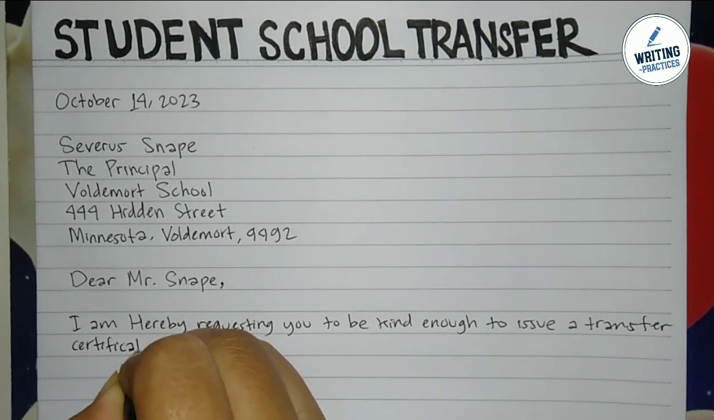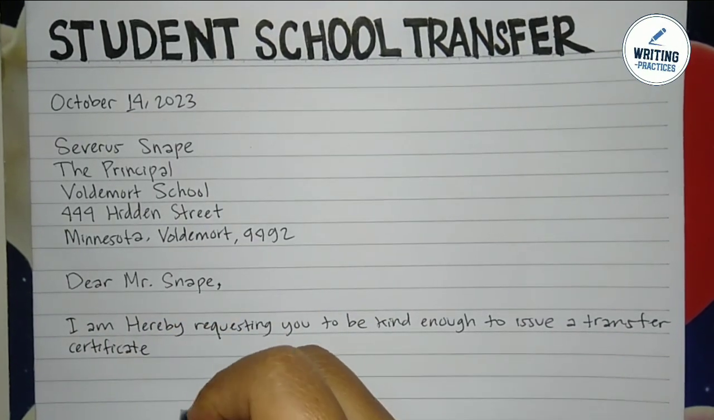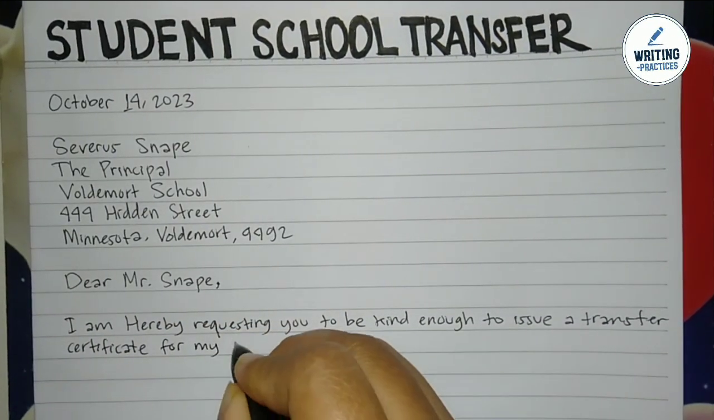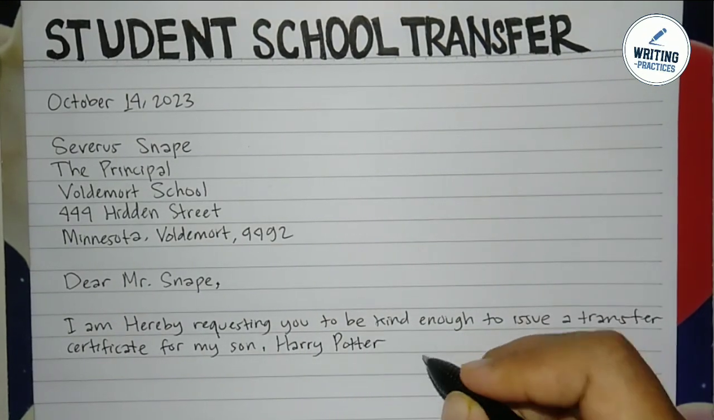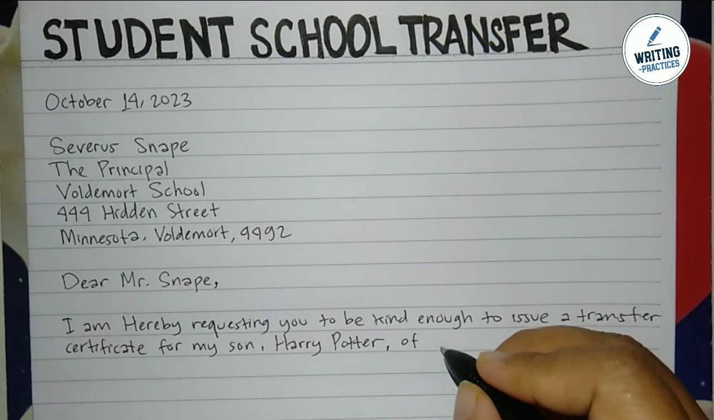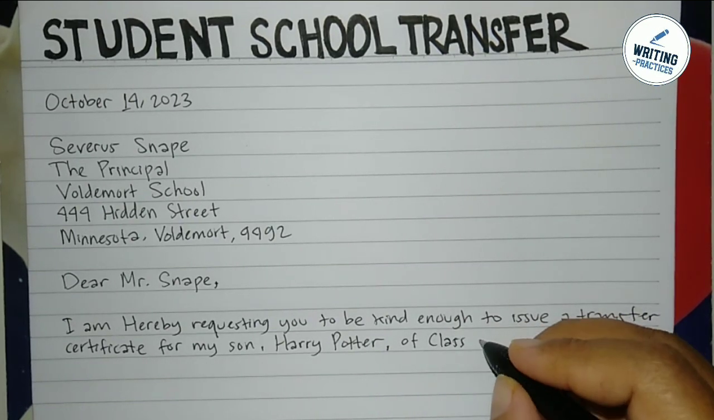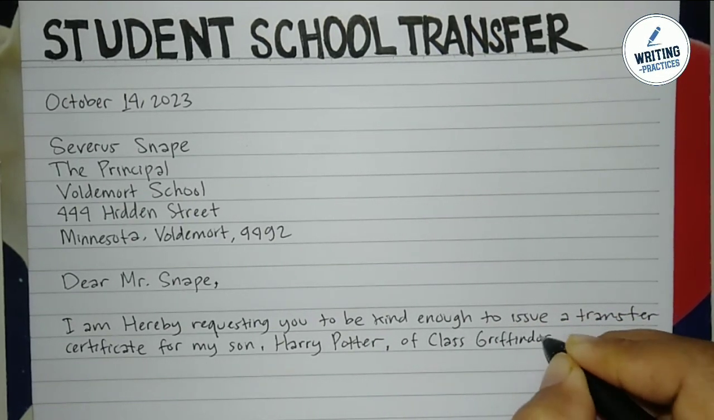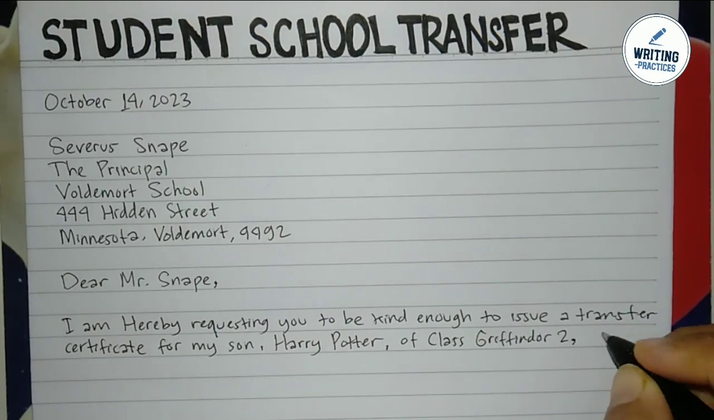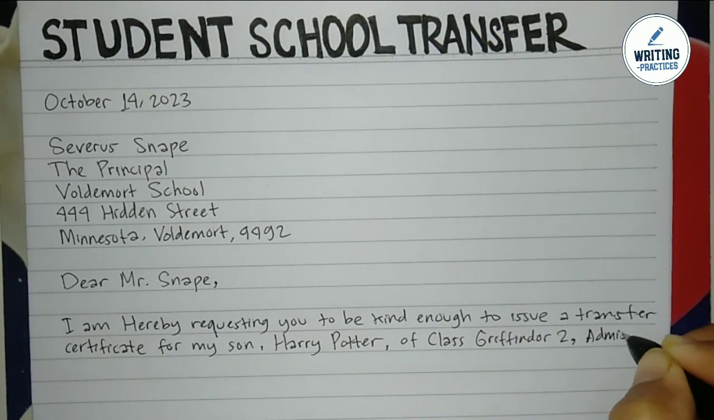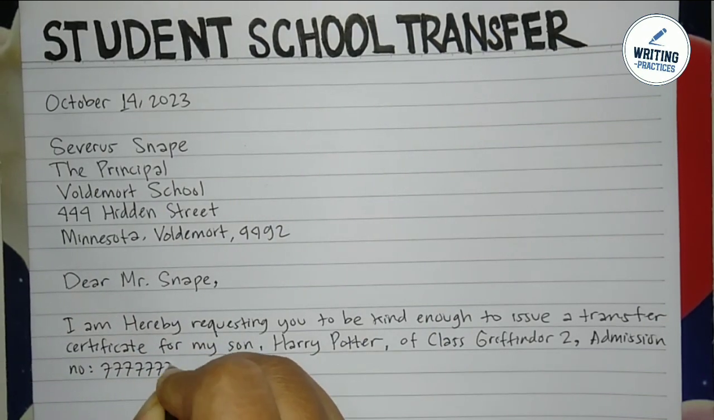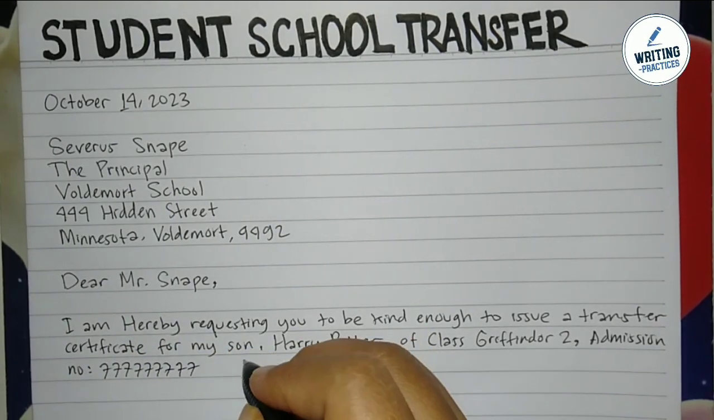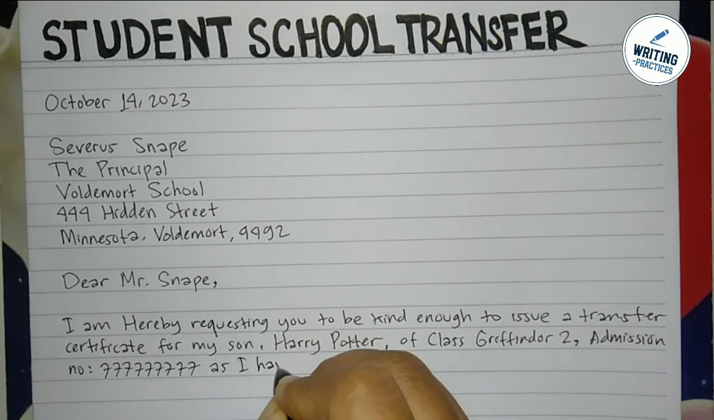Or you can also write it for yourself, but in this example, the writer is the father. When you request this, mention the full name of the student. In this example, the full name is Harry Potter. And write also the class as well as the student number. This will make the process faster when you provide enough information.